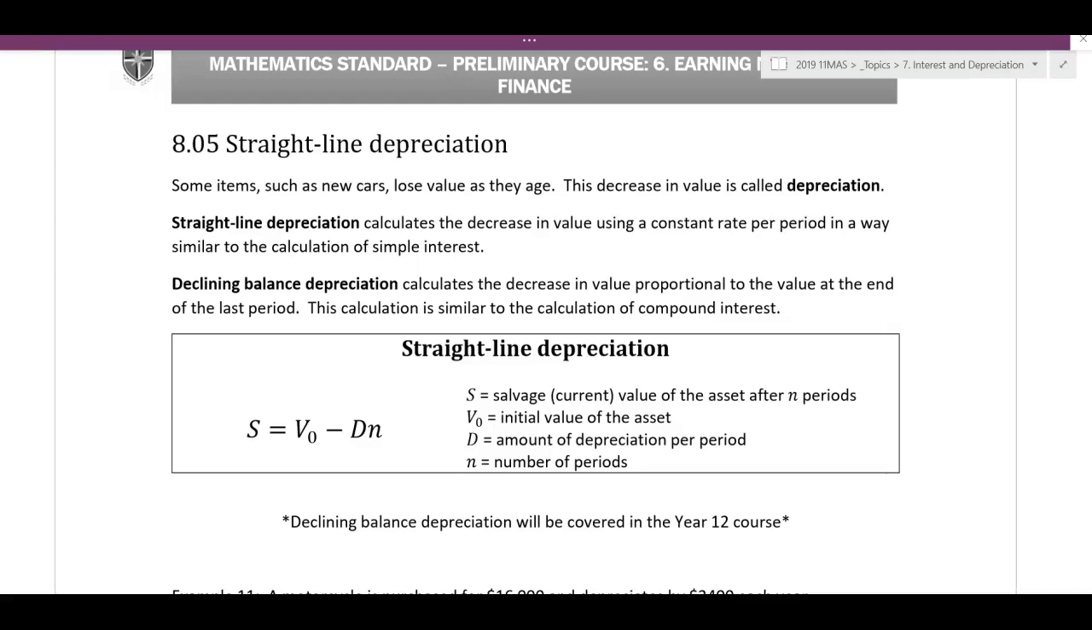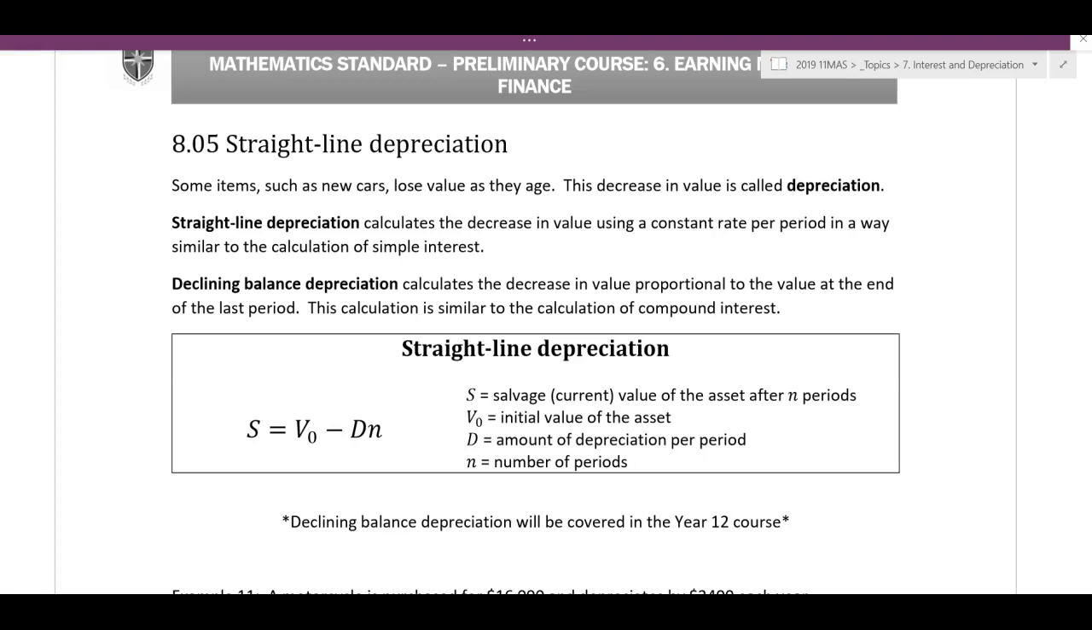Hello Year 11 and welcome to our fifth and final video here for our topic on interest and depreciation. We haven't spoken about depreciation up until now and we're about to. Straight line depreciation today. There is another type that's called declining balance depreciation. We'll learn about more of that next year.